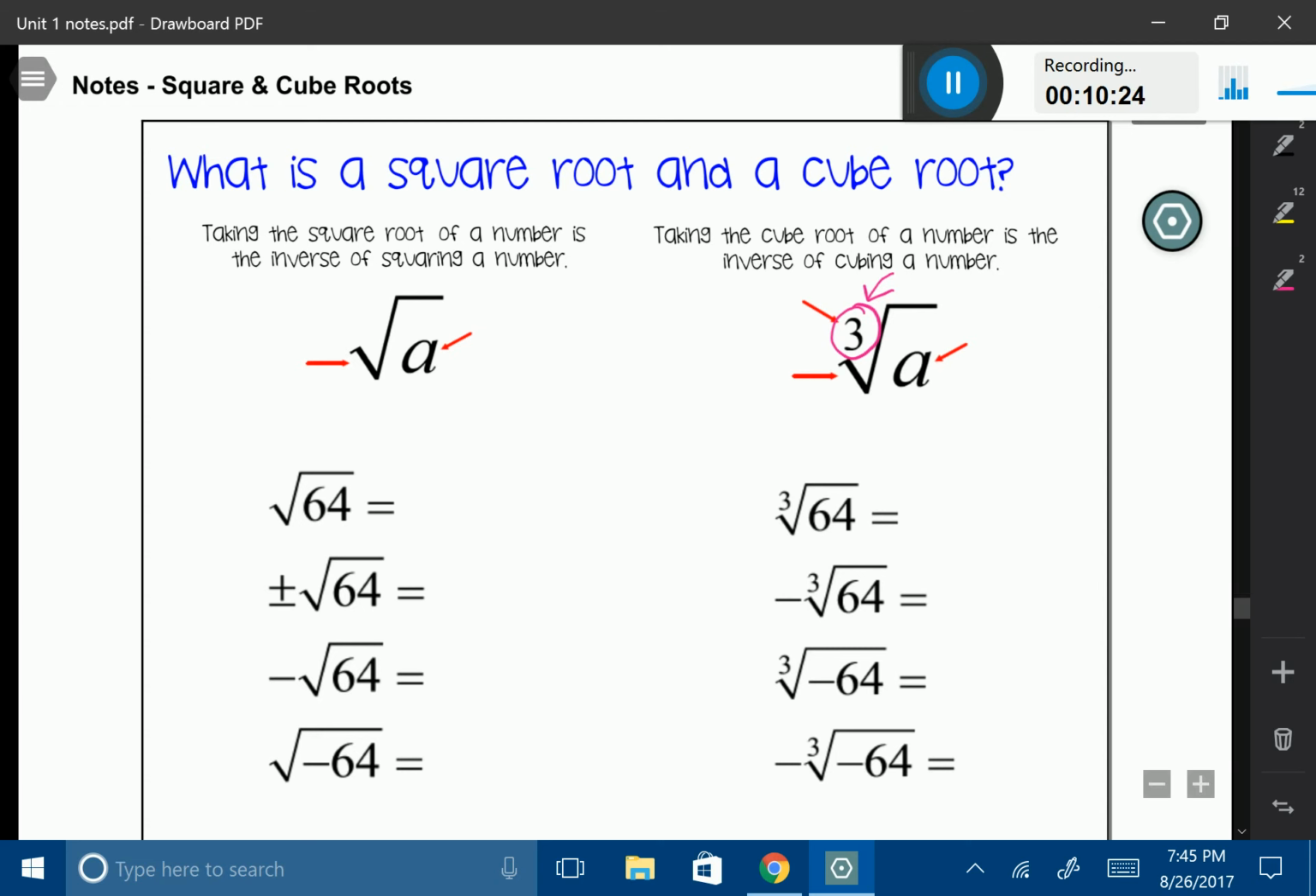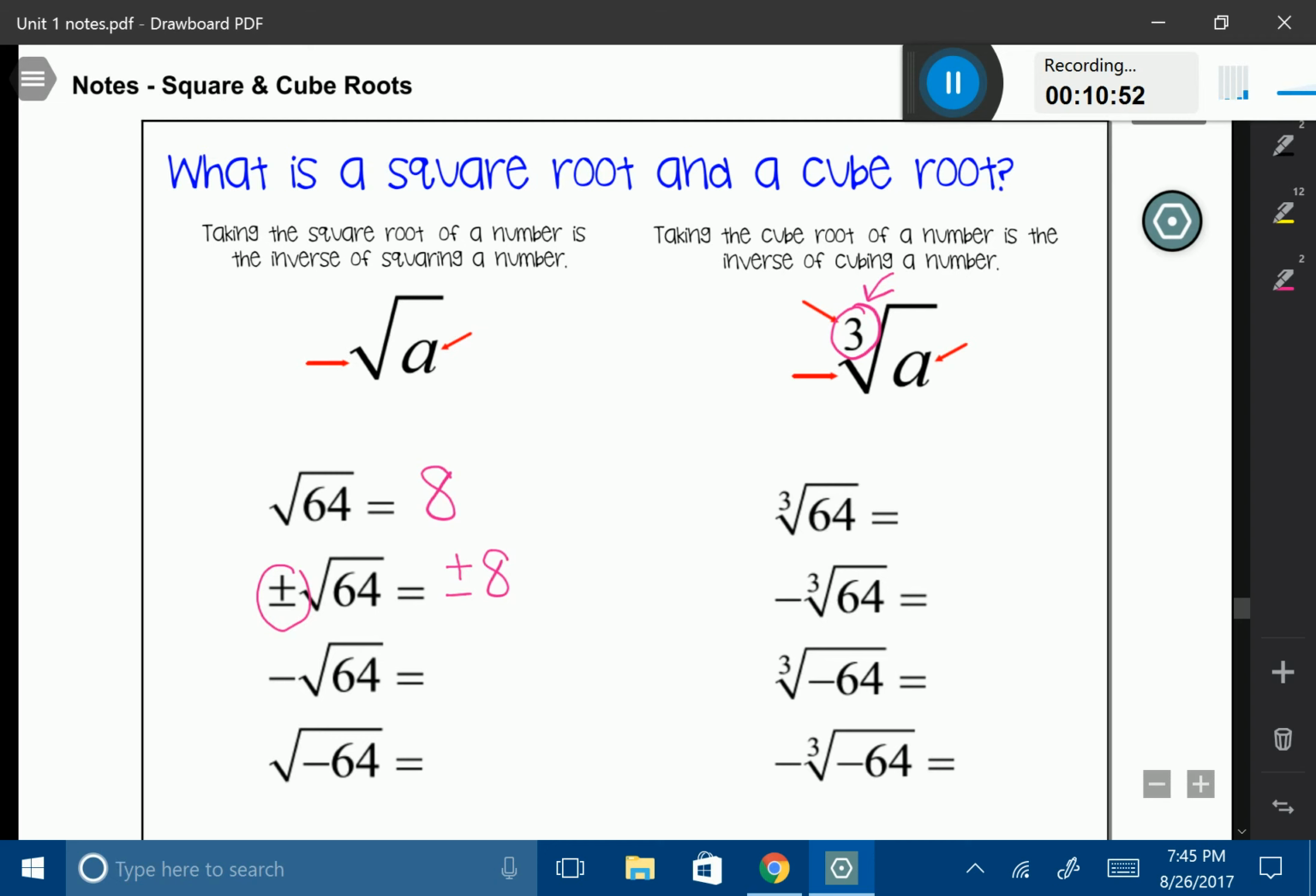So the square root of 64 we know is 8. Now, notice the difference in this second one. Notice I have a plus and a minus. What that means is that it wants you to yield the plus and the negative 8. When we talk about quadratics later on this year, we're going to talk about what that plus and minus 8 means. But I'll give you a little rundown of it.